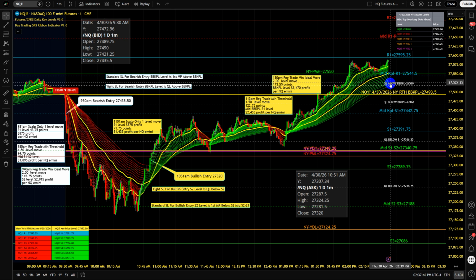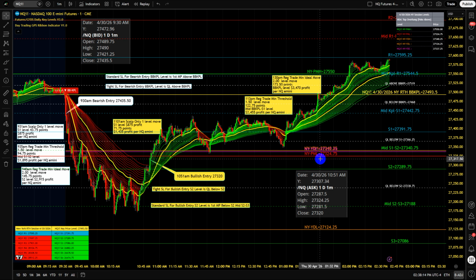The other main key levels are your R1 through R6 levels above and your S1 through S6 levels below. The QL levels and the midpoint levels serve different purposes rather than taking bullish or bearish trades off of those levels, as you'll see when we go through the rest of the video. The contextual levels are going to be your PMH, PML, YDH, YDL, and YDC. So the PMH pre-market high, the PML pre-market low, YDH yesterday's daily RTH session high, YDC yesterday's RTH session daily close, and YDL is yesterday's RTH session low.